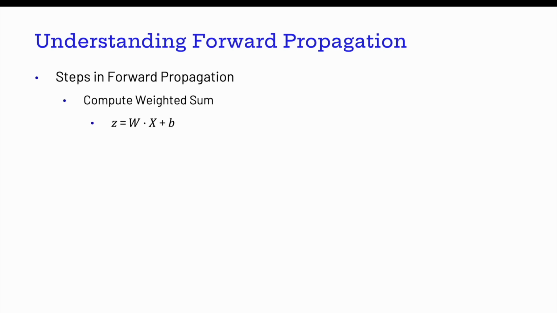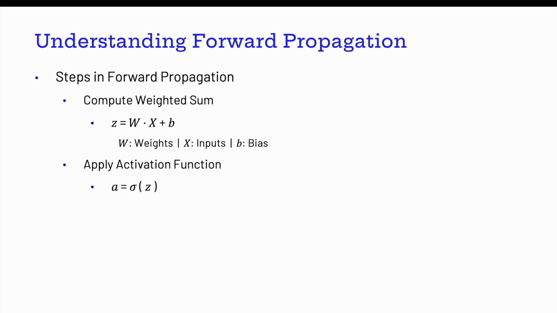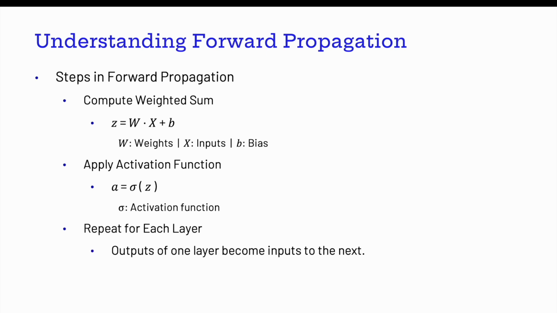The formula for that is z equal to w times x plus b, where w is weights, x are the inputs, and b is the bias. Then you apply activation function, which is a equal to sigma of z, where sigma is the activation function. Then you repeat this for each layer. Outputs of one layer becomes inputs to the next. Pretty straightforward, right? Again, you don't have to worry about it because there's functions available that will do this for you. You just have to understand the basics.